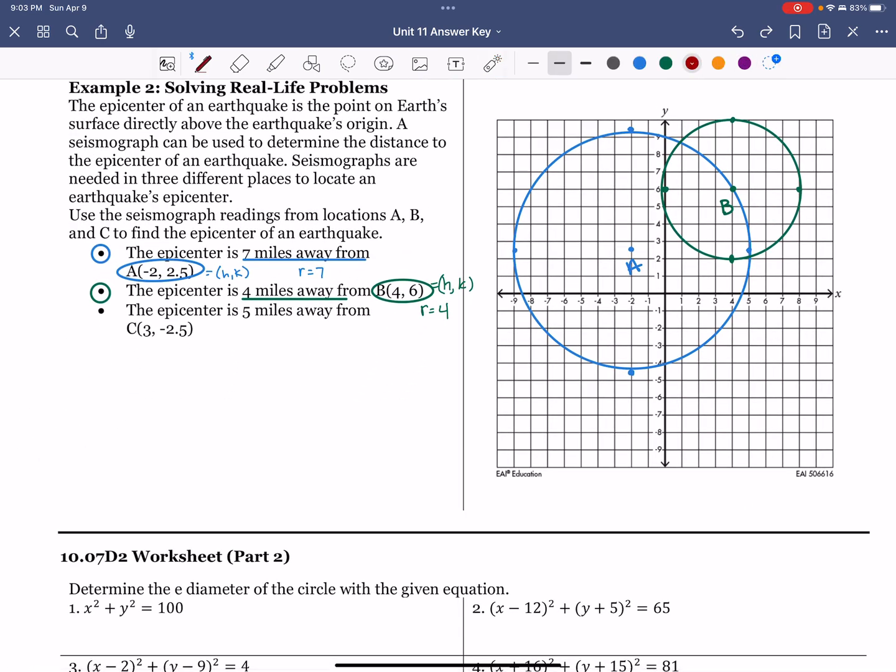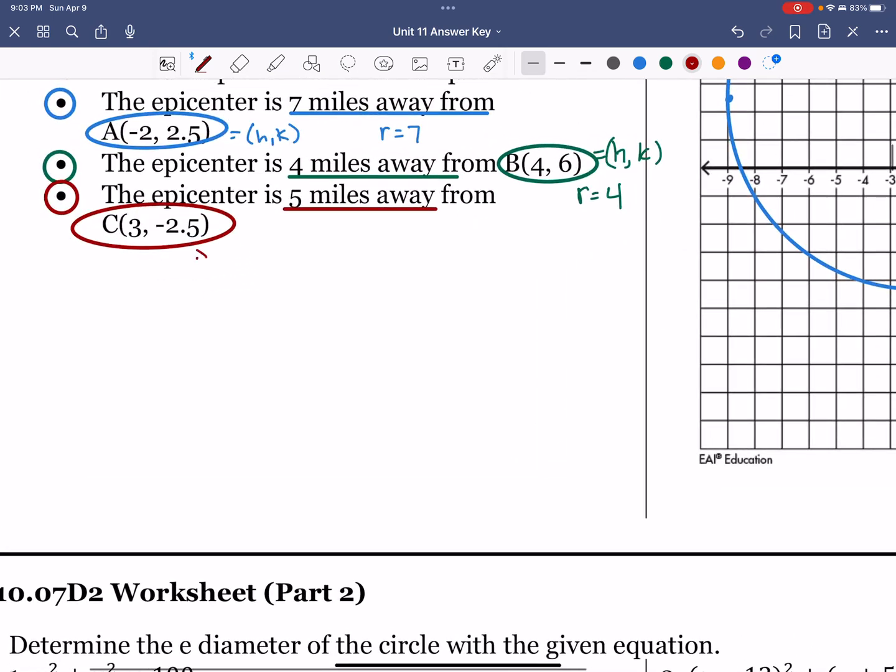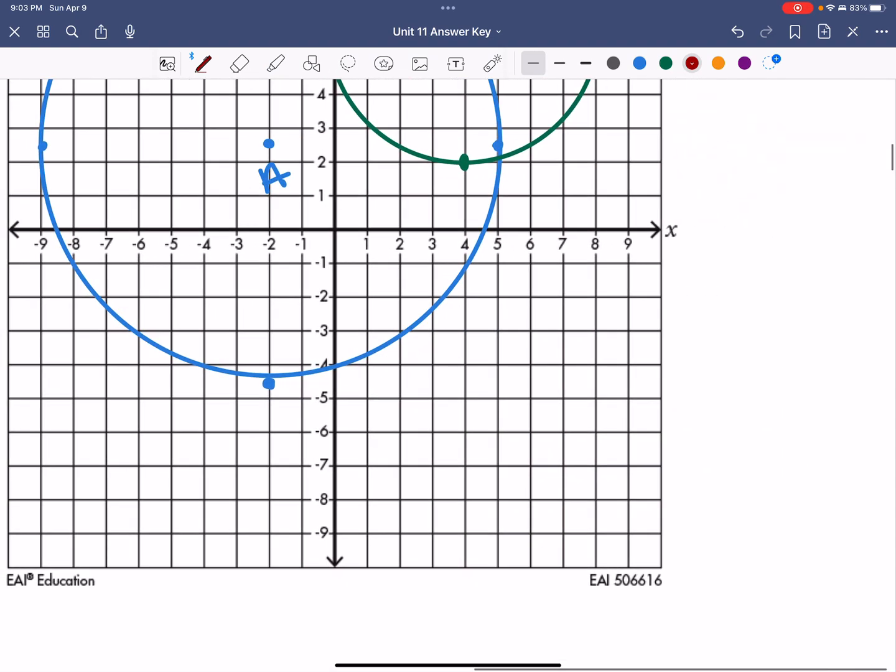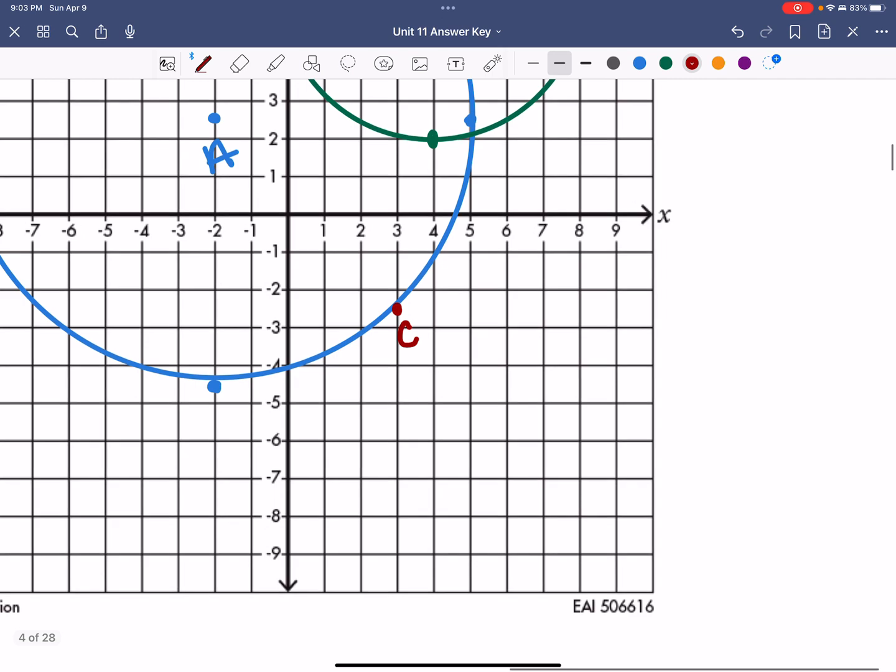So let's look at my final one, which we're going to do in red. And this one is 5 miles away, with the center being at 3, -2.5. So like I said before, this is going to be my (h, k), and my radius is 5. So I'm going to go 3, -2.5, which is about here. Again, kind of on my circle. Circle C, and we're going to go in every direction by 5 miles.